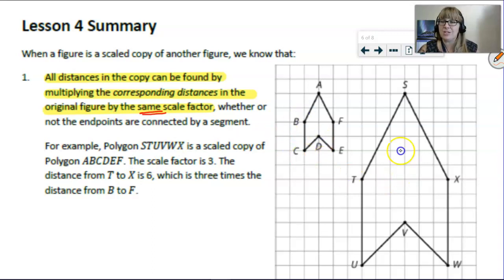So in looking at these two examples, the scale factor is 3 because I'm measuring from TX and BF. I'm not measuring the diagonals or anything like that. I said, hey, let's just measure BF and TX, and that's 2, and this is 6. 2 times 3 is 6, so that scale factor is 3. We can also observe that same thing here. BC is 2, and TU is also 6.